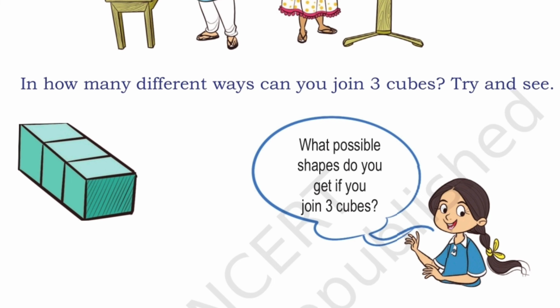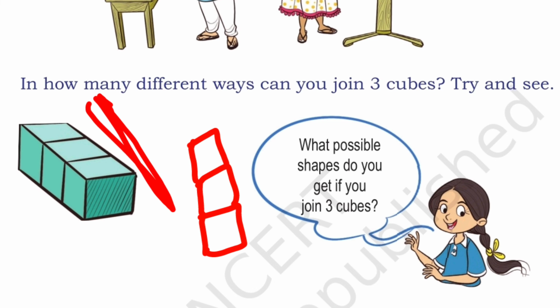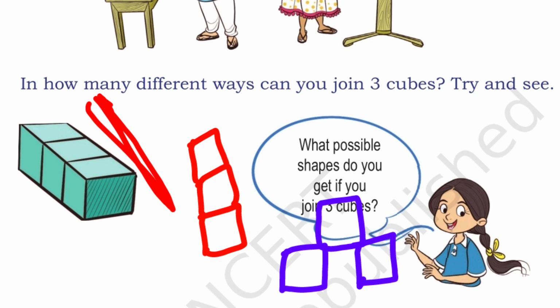Next, in how many different ways can you join 3 cubes? Try and see. They are given 3 cubes and they have arranged them sidewise. So in what all ways can we arrange these cubes? We can arrange them one by one. See, like this, on top of another one. And you can also arrange them in a triangle shape. See this one. Likewise, you can also try in many ways.